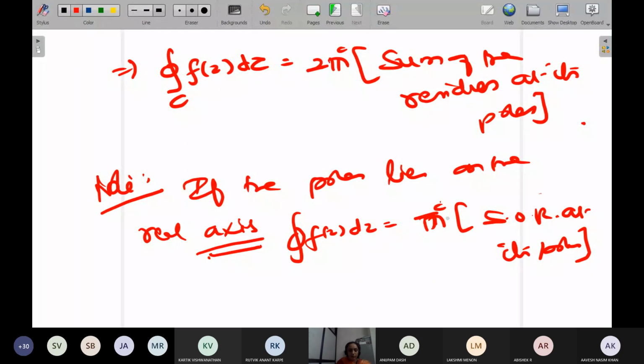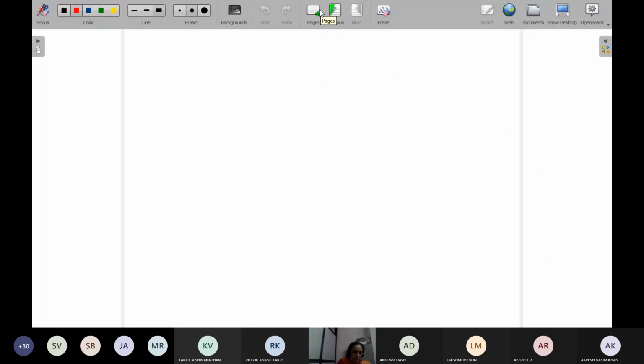So we'll do problems. Anyone has any doubts in the definition? It is a finite number of residues. That also you should remember. And you all know how to calculate residues. Already you have done residues, right? So you know how to calculate the residues. Okay, take down.